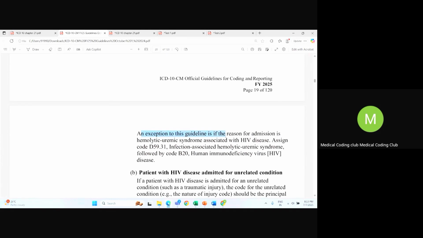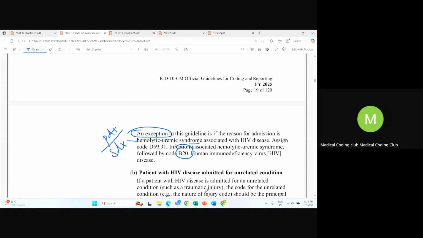An exception to this guideline: if the reason for admission is hemolytic uremic syndrome associated with HIV disease, assign D59.31 as the primary diagnosis, followed by B20. So though hemolytic uremic syndrome is related to HIV, as an exception for only this condition, you are going to keep hemolytic uremic syndrome as the PDX and B20 as a secondary diagnosis.